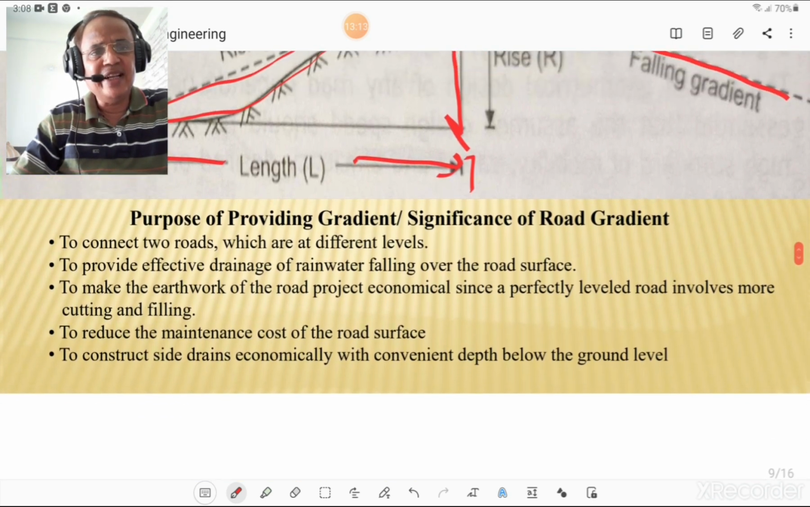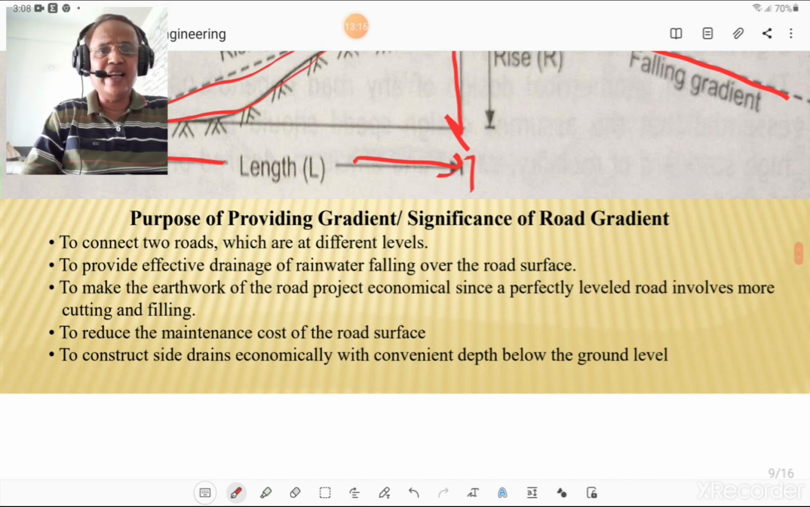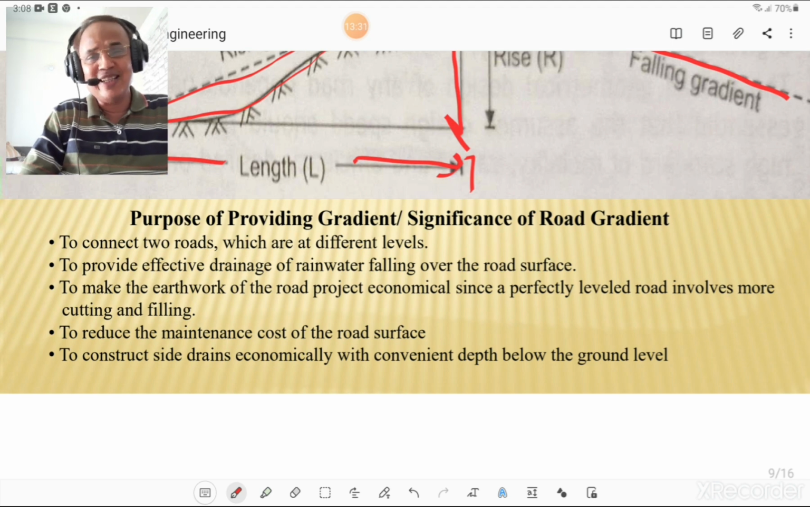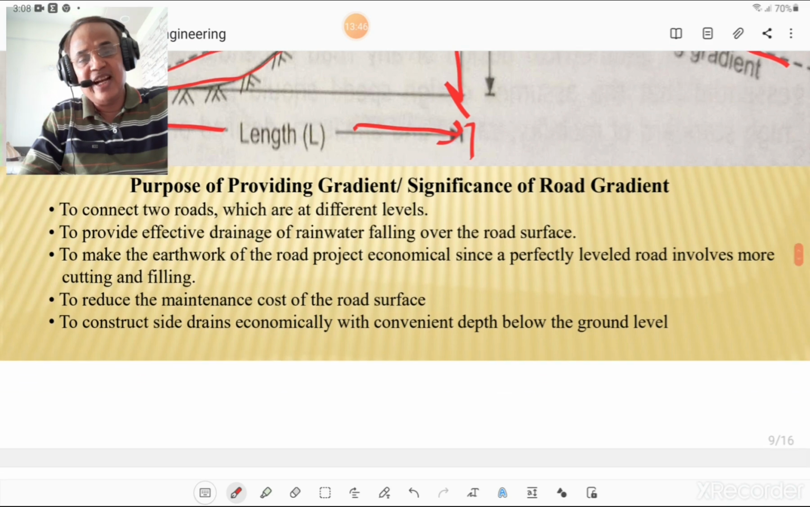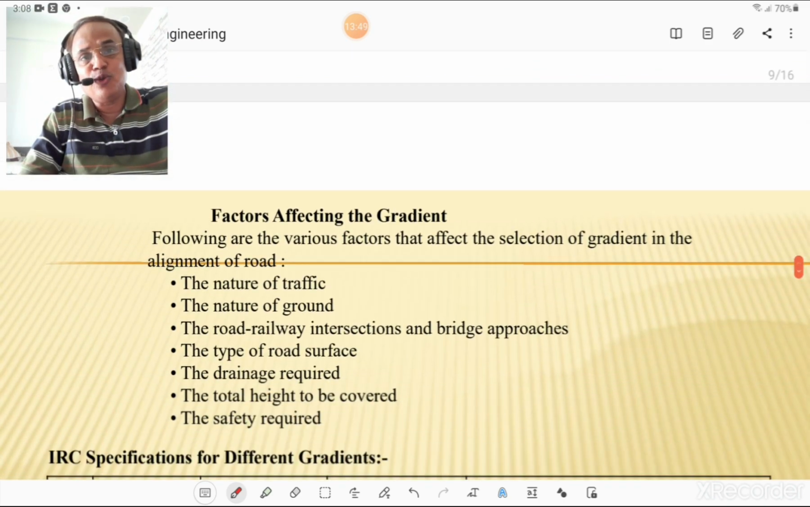Purpose of providing gradient, as we discussed earlier, is to connect two roads which are at different levels. That is the gradient. Second, to provide effective drainage of rainwater falling over the road surface. So drainage, connectivity. Third is to make the earthwork of the road project economical, so the quantity of cutting is equal to the quantity of filling. We studied this in diploma and degree also. Fourth, to reduce the maintenance cost of the road surface and to construct the side drains economically with convenient depth below the ground level. The gradient is useful in the above ways.